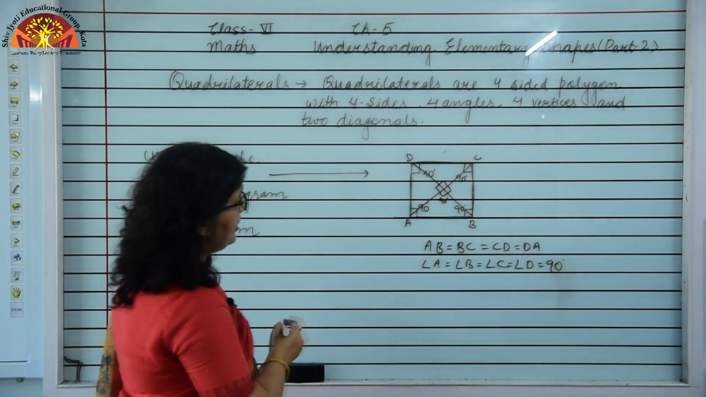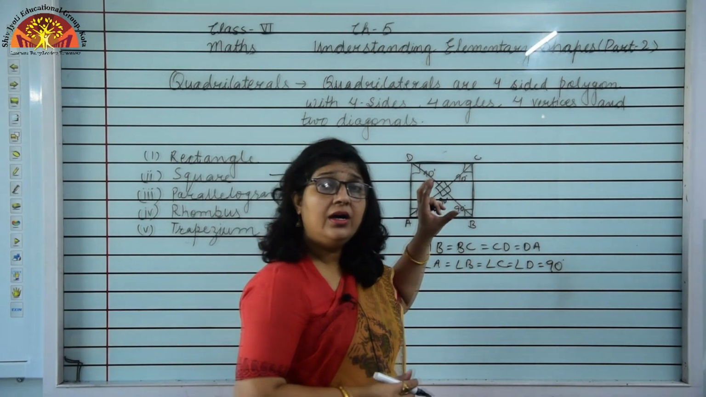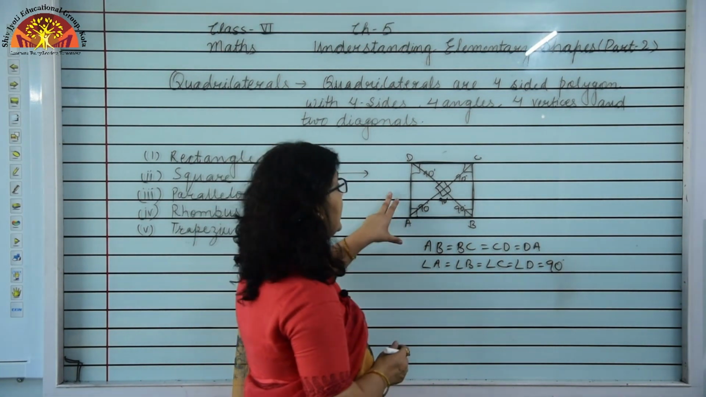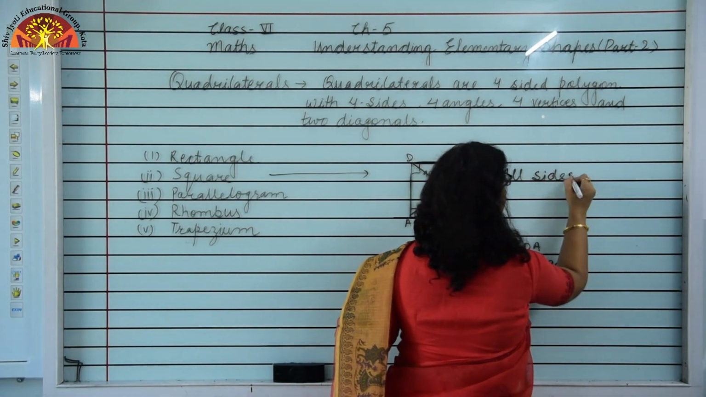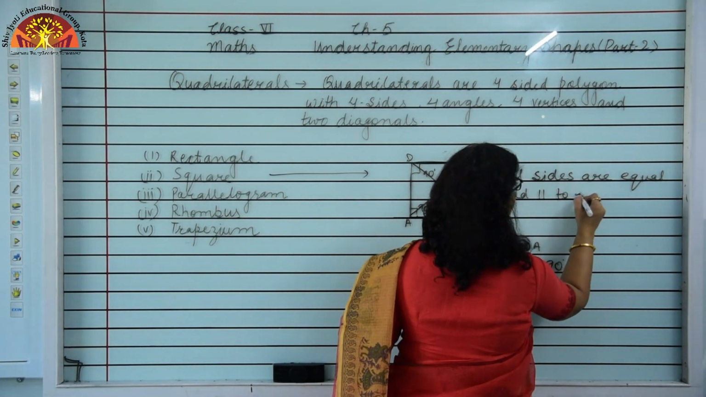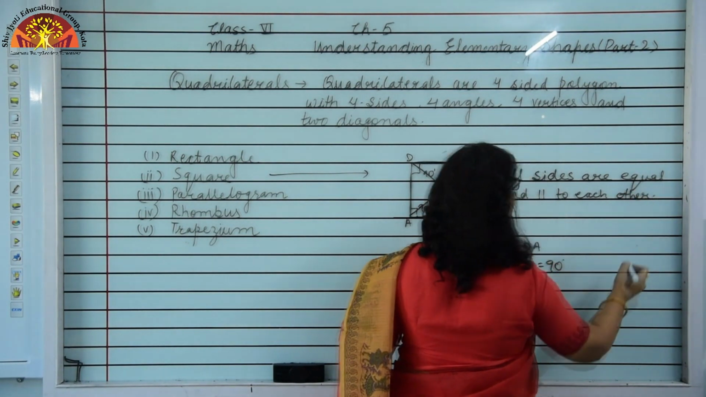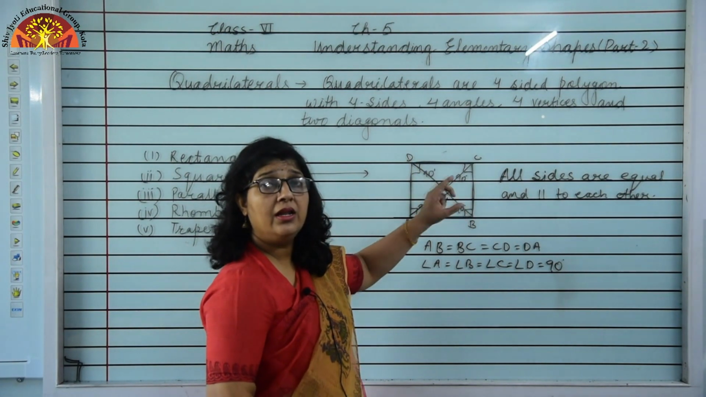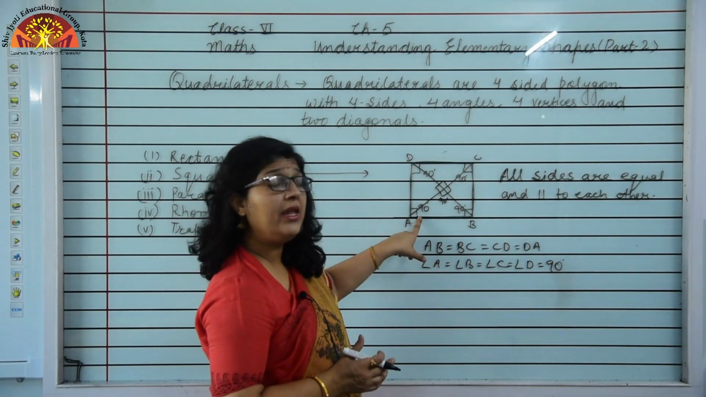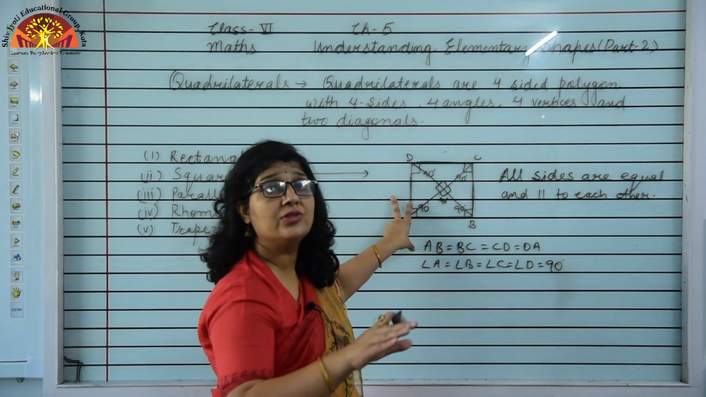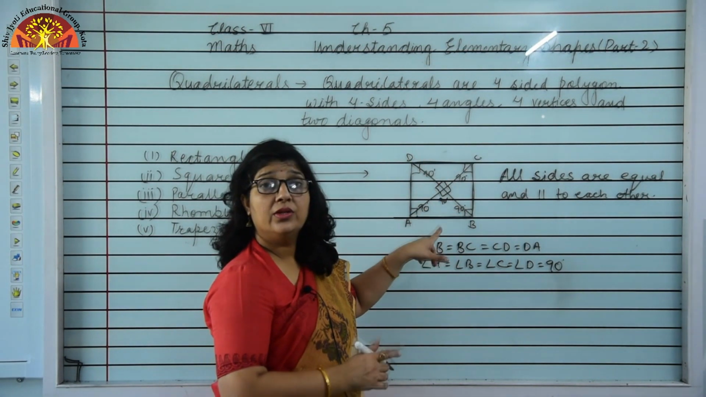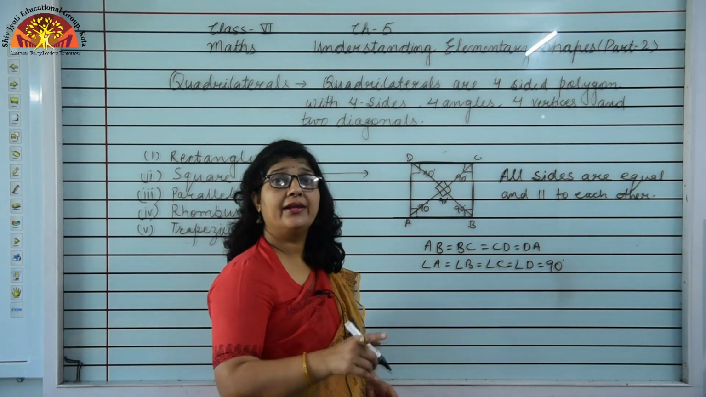Understood? Now students, what else can we say? A square is a rectangle, but a rectangle is not a square. Why? Because in a square all sides are equal, and opposite sides are equal and parallel to each other. So it fulfills the properties of a rectangle, and the angle is also 90 degrees. So a square can be a rectangle, but a rectangle is not a square. Why? Because in a rectangle only opposite sides are equal, not all sides are equal. So a rectangle cannot be a square, but a square can be a rectangle.